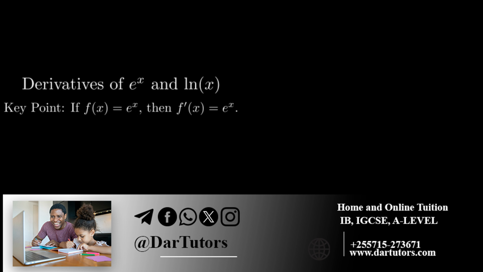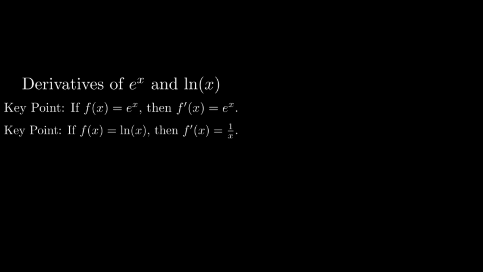Now let's consider the natural logarithm, which is the inverse of the exponential function. The derivative of the natural log of x is 1 over x. This is another fundamental rule you'll need to memorize. You might wonder where this rule for the natural log comes from. We can actually prove it using what we know about e to the x and the geometry of inverse functions. Let's walk through that proof.